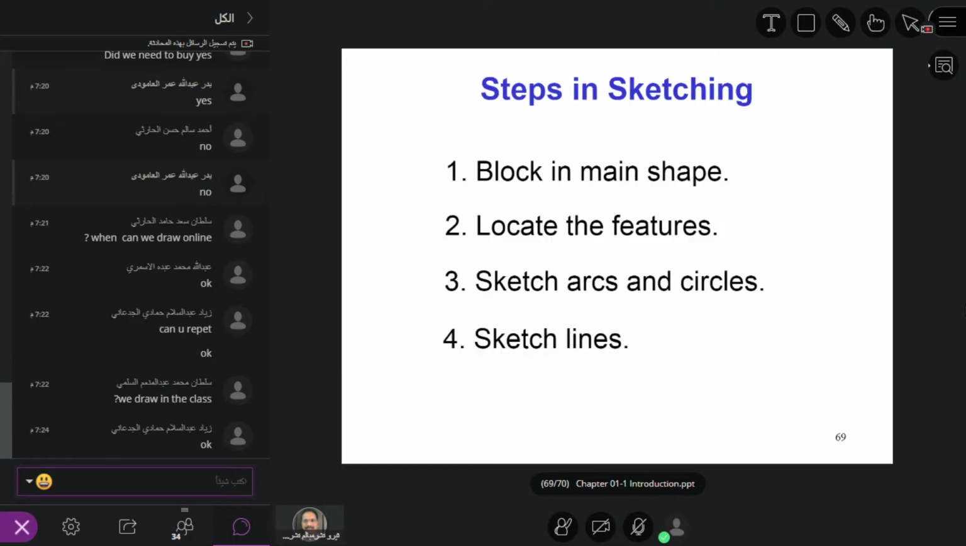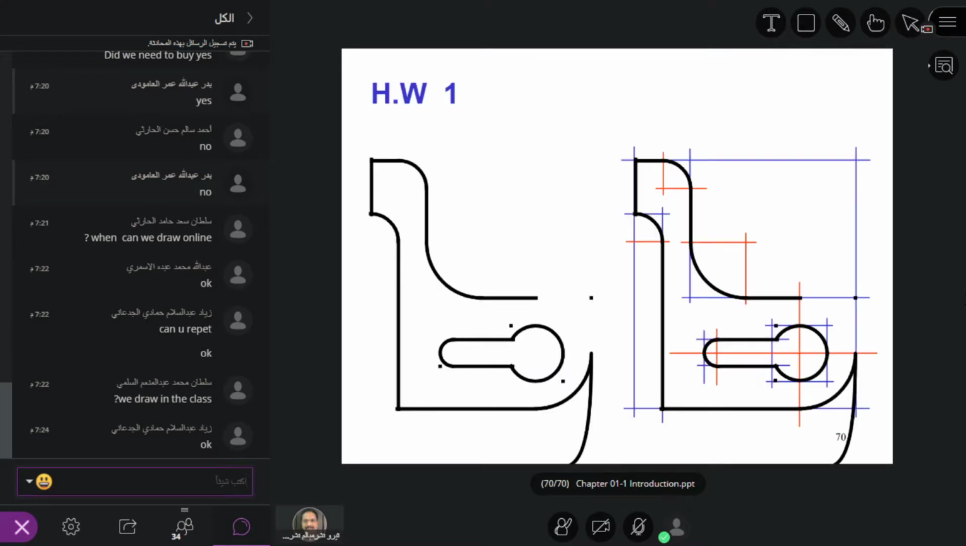Okay, the steps in sketching are: block in the main shape, locate the features, sketch arcs, sketch lines, and so on. It depends. There are no hard and fast rules, but it's better to first draw the block, then locate the feature, sketch it, and sketch the lines. Now you see, this is a homework, but you can try it now.